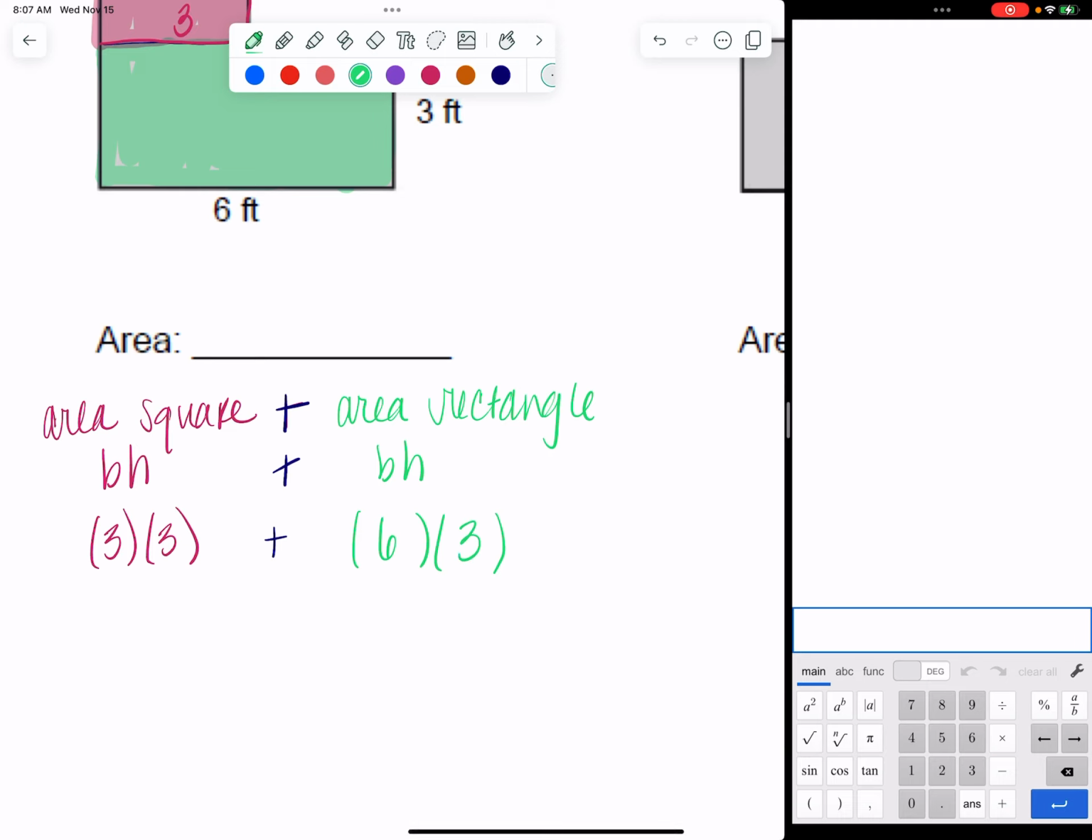Now I'm ready to go to Desmos. So I need 3 times 3 plus 6 times 3. And I have a total area of 27 square feet.